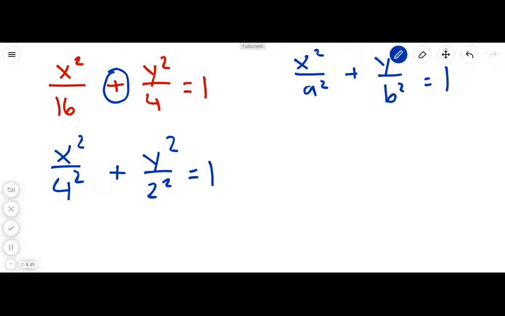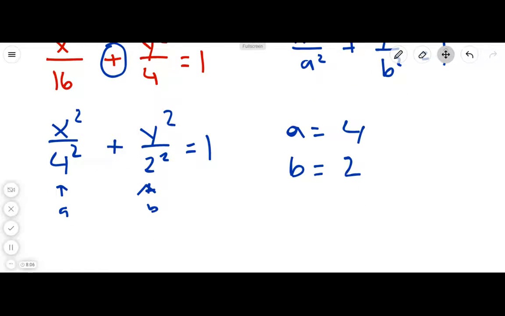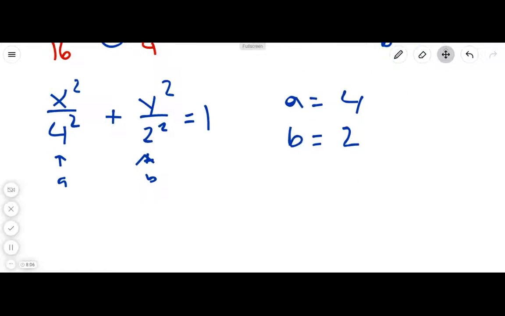As we can see, 4 is the highest number, which is a. This is a. And b is 2. So a equals 4, and then b equals 2. So from the information that we have right now, we have to find a vertice.